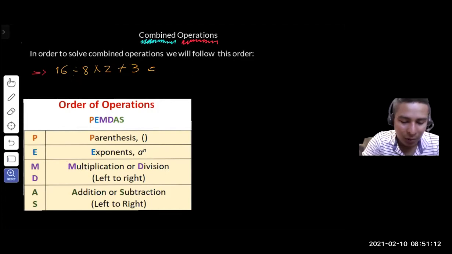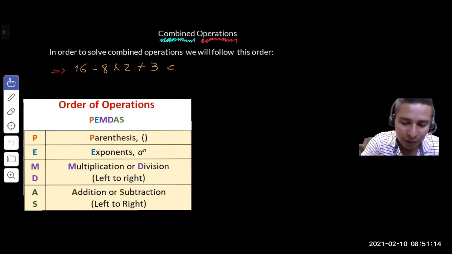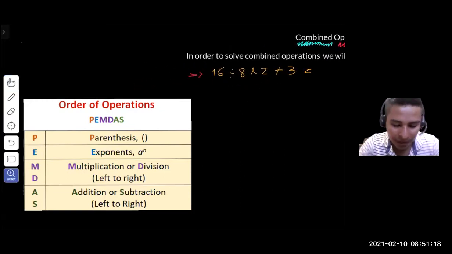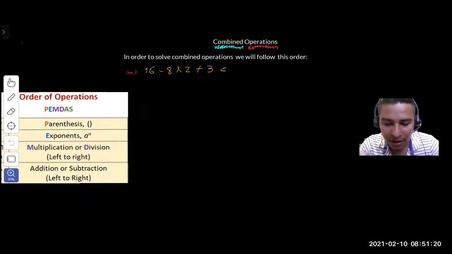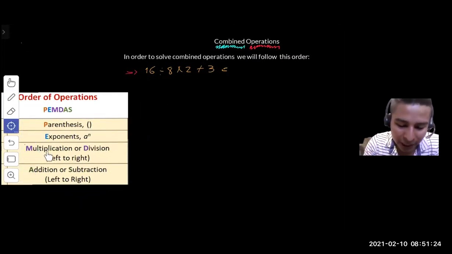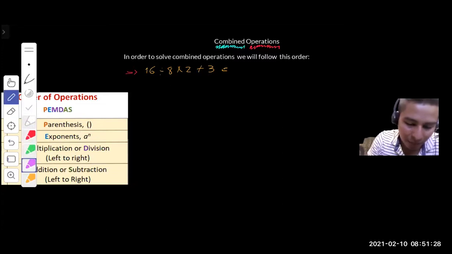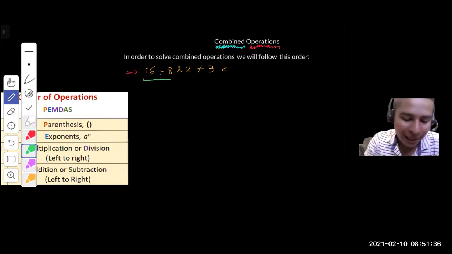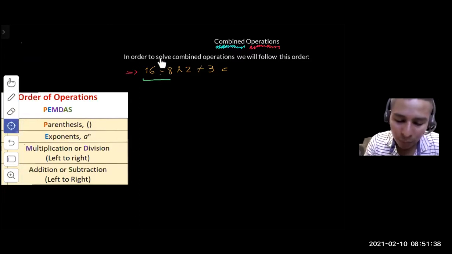Okay, let me zoom in, guys. Let me see if I can move all of this, because I'm going to need some space here. Let's see. Okay, here, I'm going to use this. Multiplication or division: the division is the first thing that I got. I'm going to solve this. That is the first thing I need to solve. Let's solve this first operation.